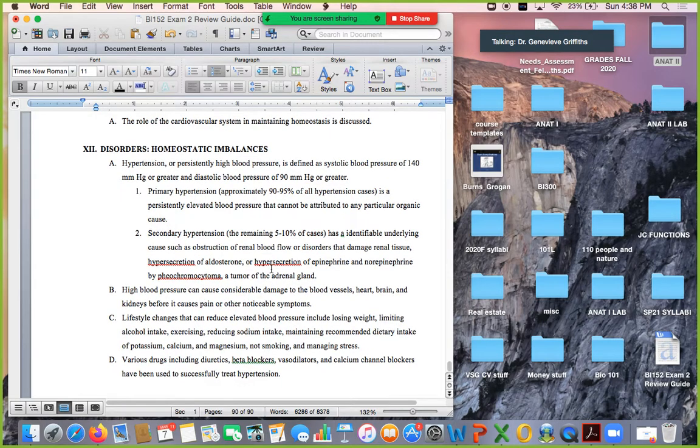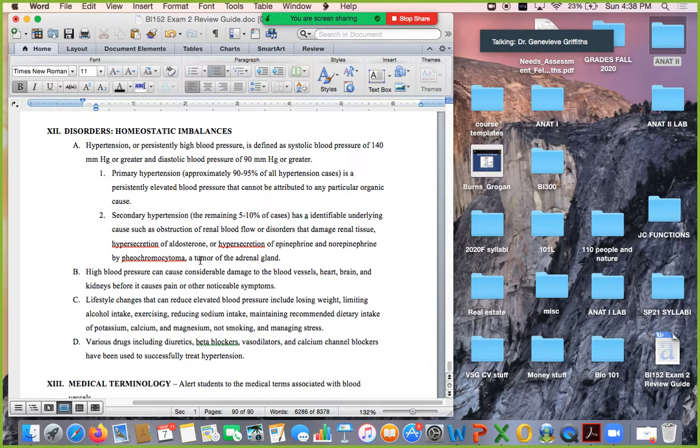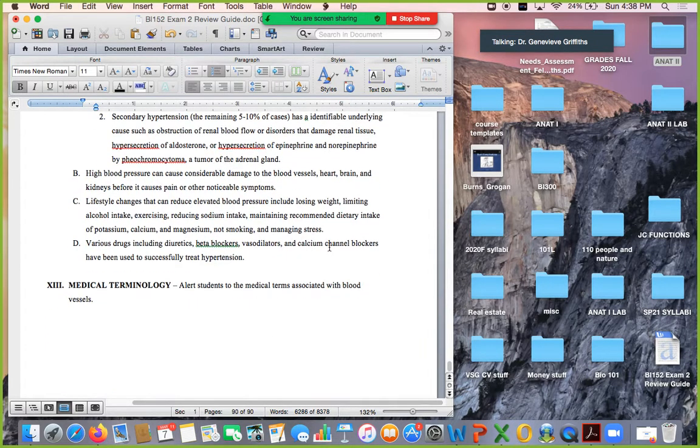This talks about some disorders or homeostatic imbalances, such as hypertension or high blood pressure. And typically we have primary hypertension, which is not attributed to any particular cause, and secondary hypertension, which has an identifying underlying cause.